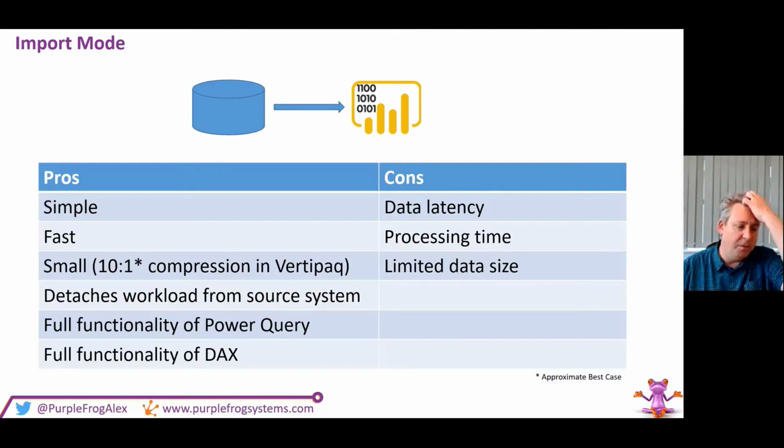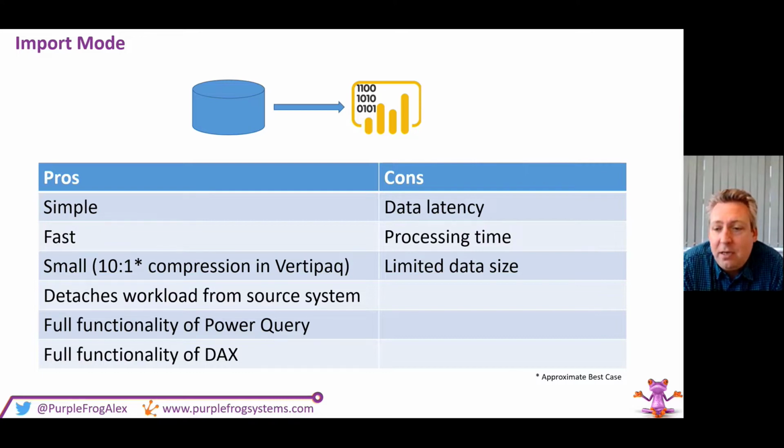So import mode, we start out with sucking the data out of a database, data lake, Excel, whatever it may be. It is the absolute best way of getting started still. It is simple, it is fast. The Vertipaq storage engine inside the Power BI dataset is incredibly good at compression, 10 to 1. But more importantly, it detaches your reporting workload from your underlying database system.